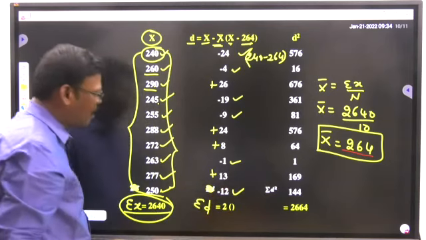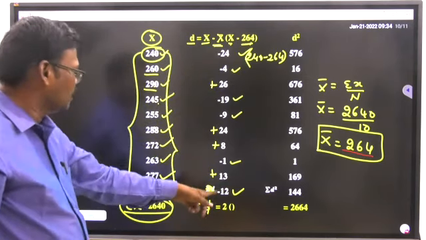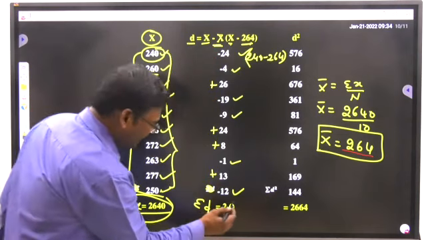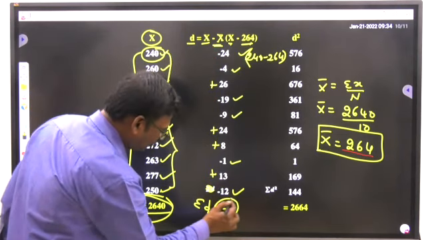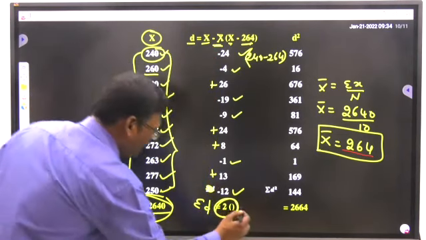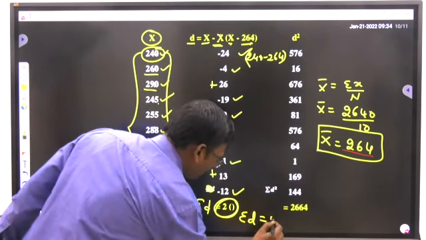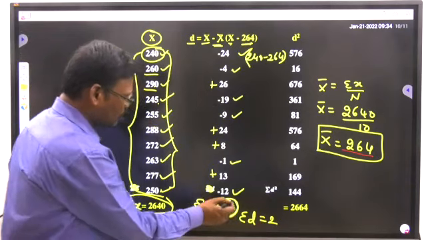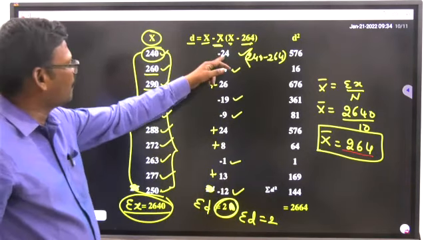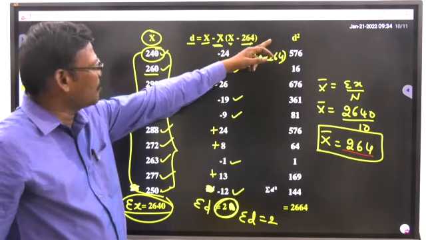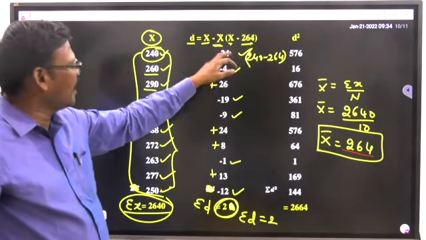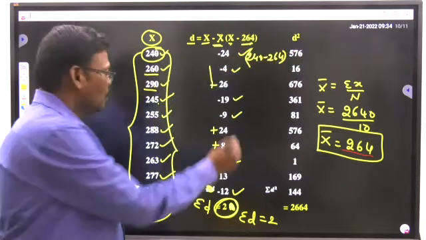If we add all these values, with minus values and plus values, finally we get 2. Please remember, sigma D is equal to 2. Now we have to find sigma D square, so we square these D values.